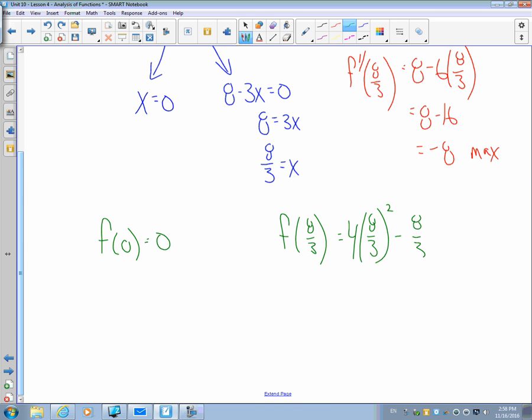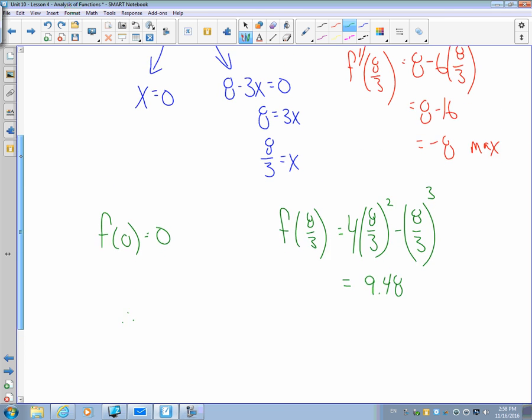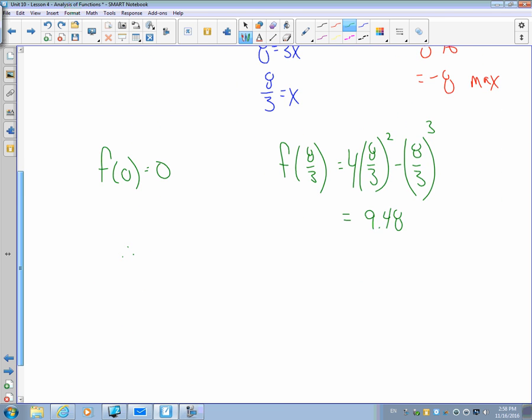Now, unfortunately, because this is a really messy fraction, we'll have to turn to a decimal, and I get approximately 9.48. Okay, so we're thinking, that's my hint there, that we have a min at 0, 0, and a max at 8 thirds and 9.48.